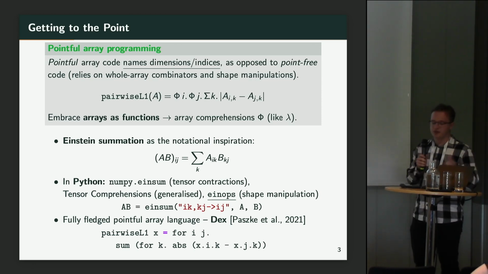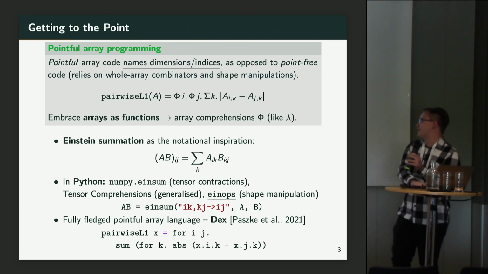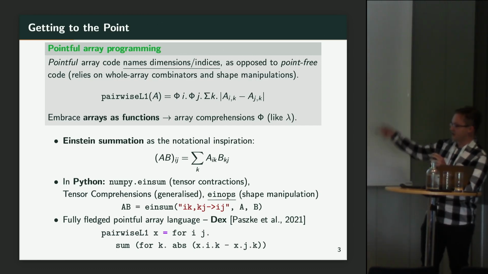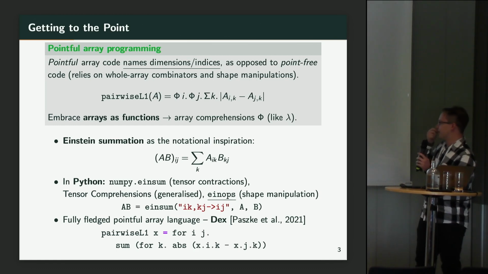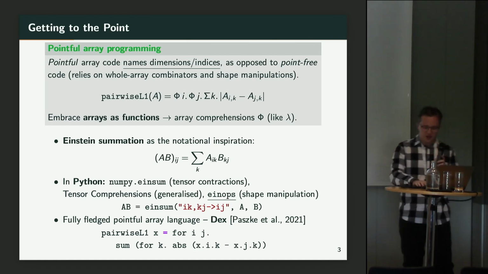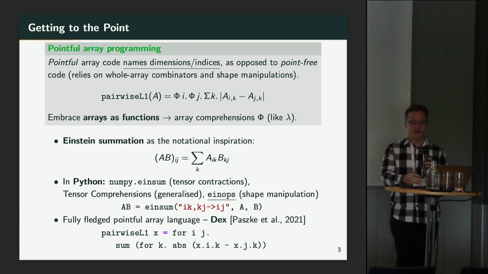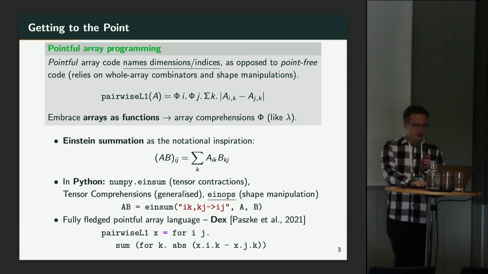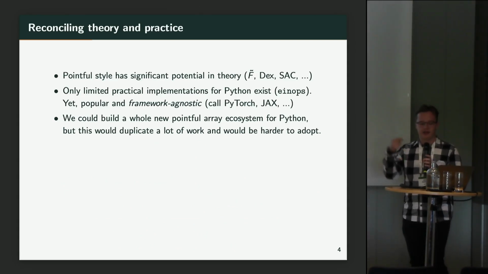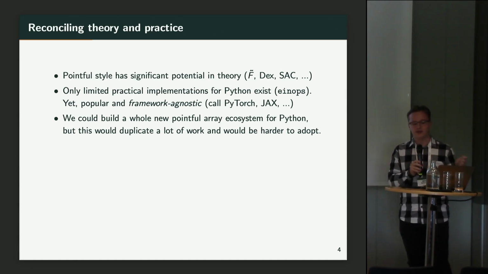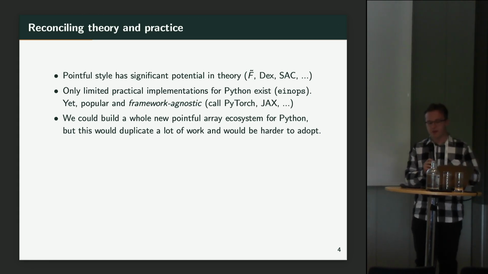which is a whole pointful array language with some value-dependent types, and the theory behind it is pretty cool. This is how the initial snippet looks in DEX, so it's quite similar to what you might expect. I don't go into DEX too much because it's just an example: you can build a whole programming language around this idea, and that's the point here. So there's obviously potential in the theory. We've got DEX, here I also rely on fsmooth, and SAC has tensor comprehensions now, so all of these ideas are popping up.